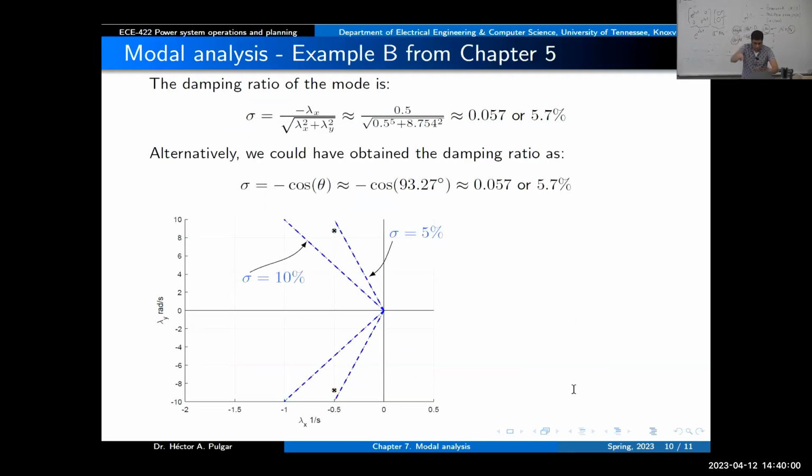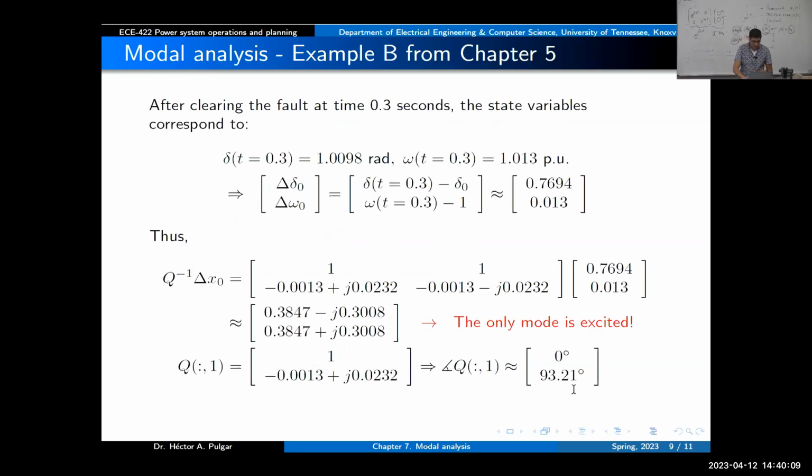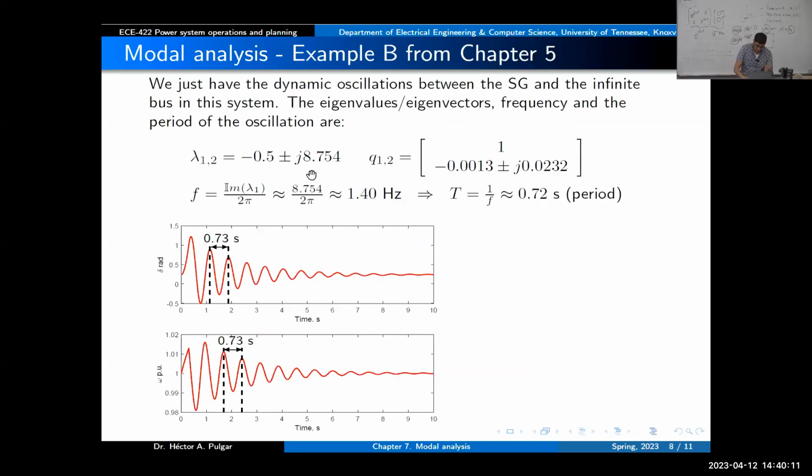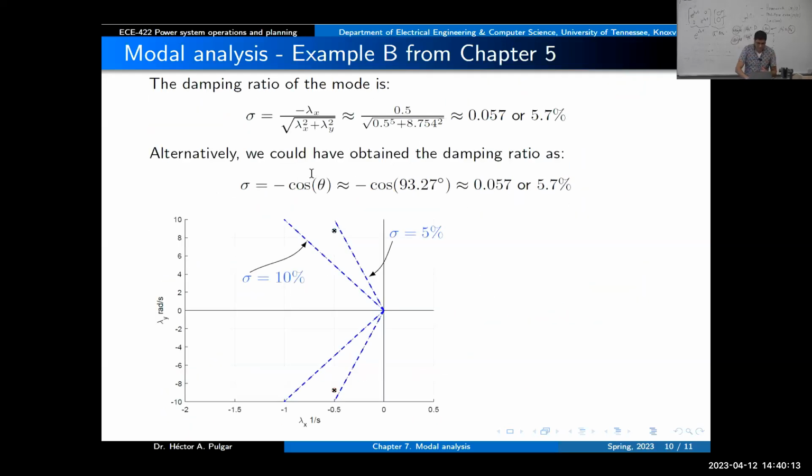Finally, we have just a few more minutes. Damping ratio. So we have the eigenvalues. We have the real and imaginary part of the eigenvalue that is right here. We use that and apply that in our definition for the damping ratio. We just have one mode. That's the value we got: 5.7%.